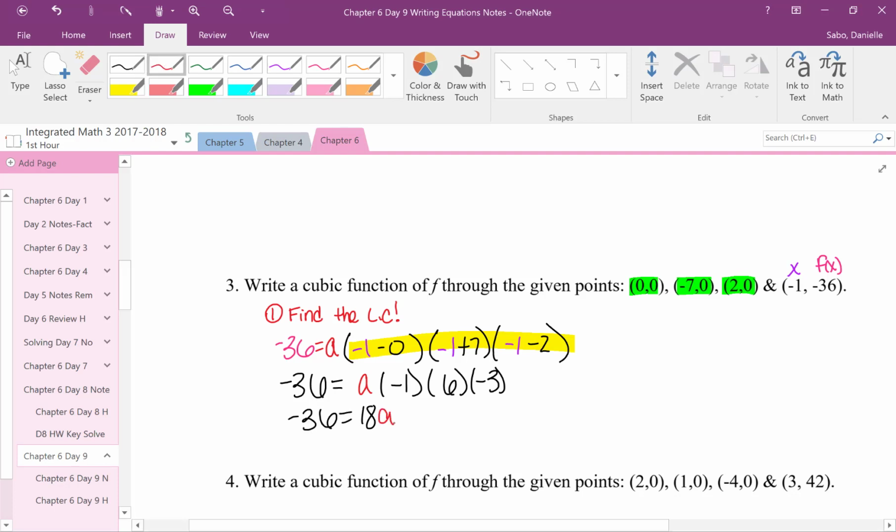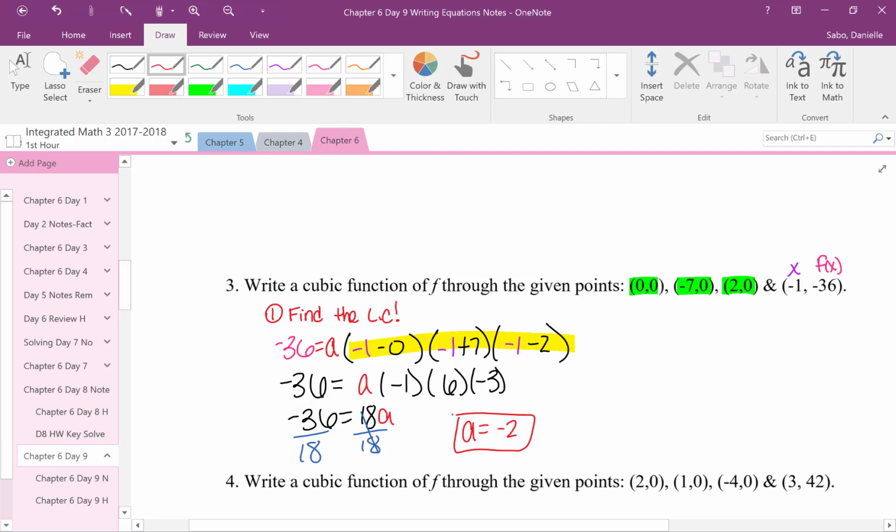I'm going to keep that a in red because I want to make sure that you understand that we're solving for a right now. What do I do to both sides here? Good, I divide by 18. And what did we get for our leading coefficient? What'd you say? Negative 2, very good.